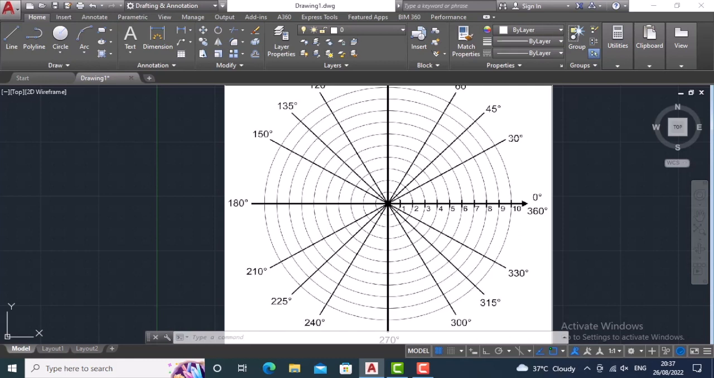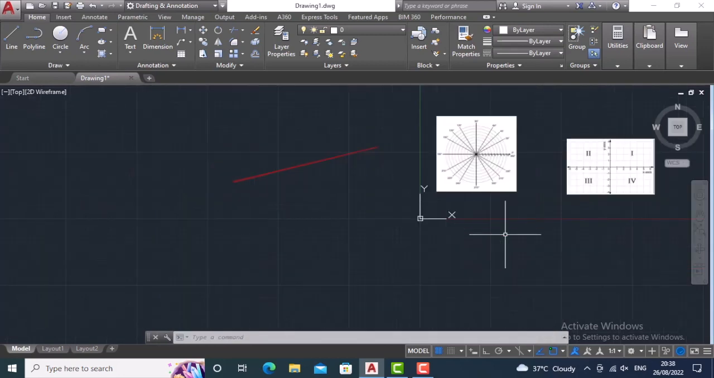As I told you, it has two systems: absolute polar coordinate and relative polar coordinate. The difference between them is the same as the other one. For relative polar coordinate, which is based on the previous point, you need to use at. So we will do now the relative polar coordinate.